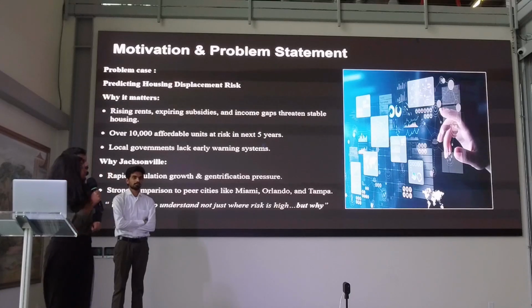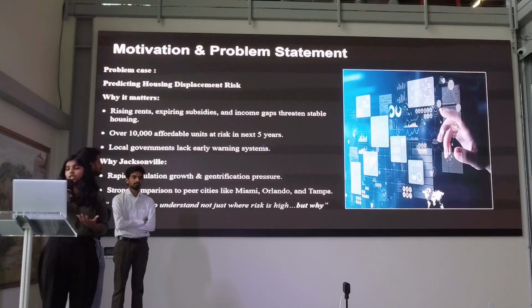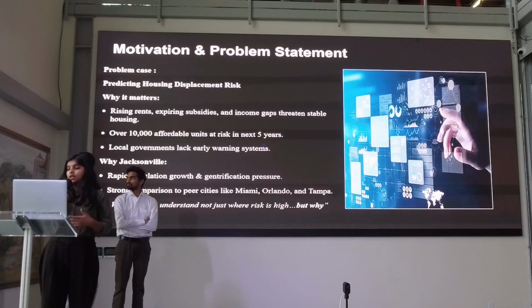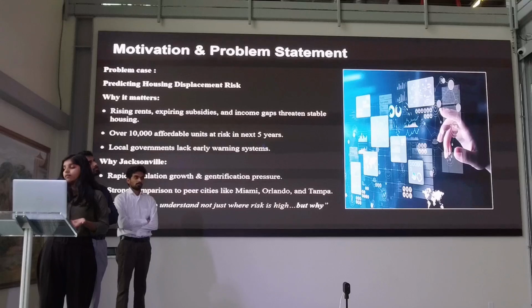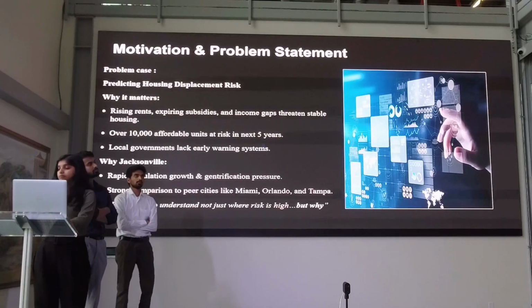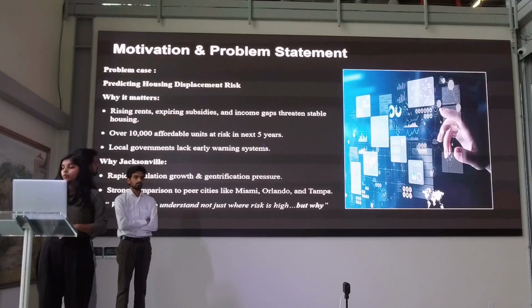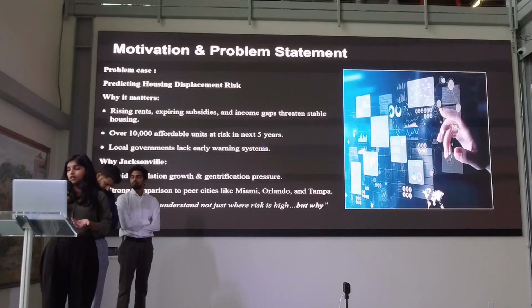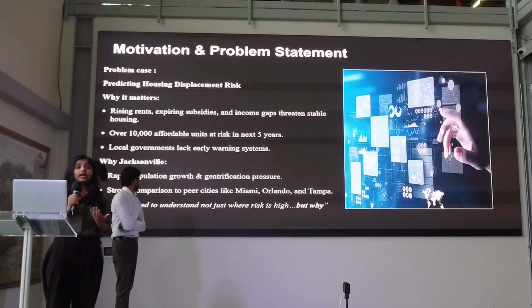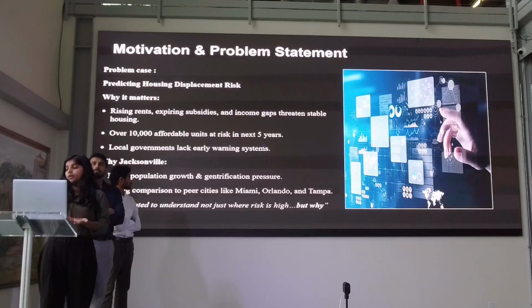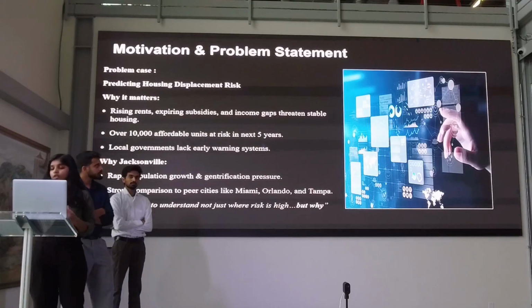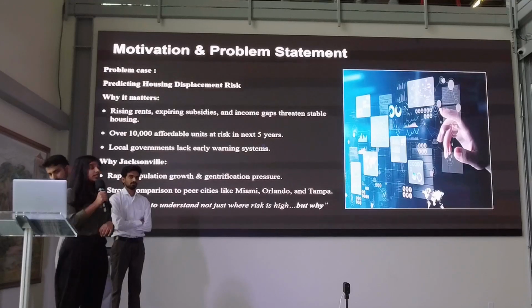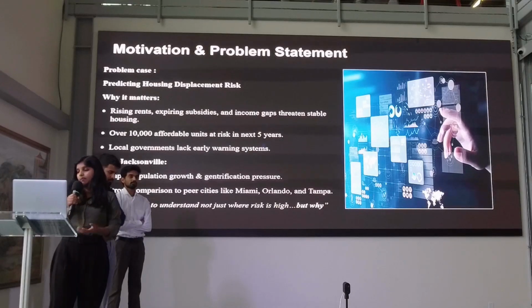This is important because many affordable housing units are expected to expire or disappear in the next few years, thousands of them. Local governments don't have good early warning systems to spot this risk. We chose Jacksonville because it's growing quickly, and some neighborhoods are becoming more expensive, so low-income families are moving out. We wanted to understand not just where the risk is high, but also why it is happening.